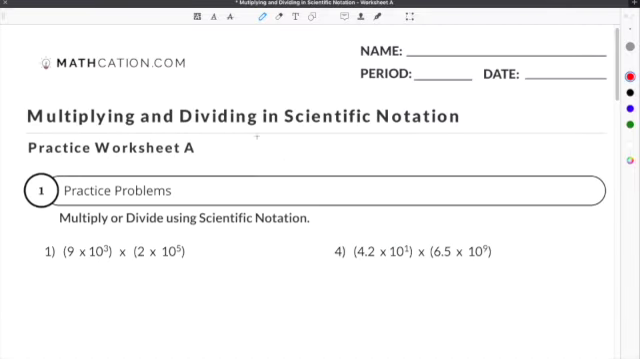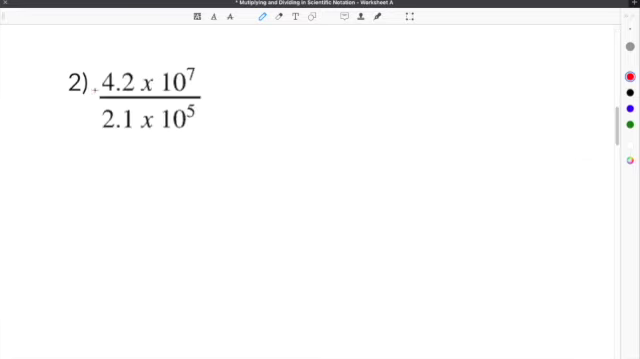This video is about how to divide in scientific notation. You can get the worksheet we use in this video for free by clicking on the link in the description below. In order to show you how to divide in scientific notation, we're going to do a couple problems from our practice worksheet.